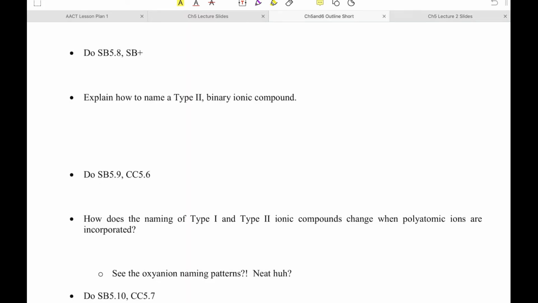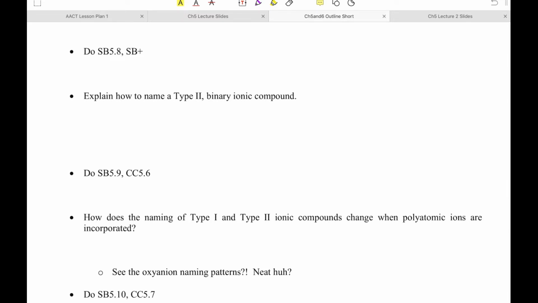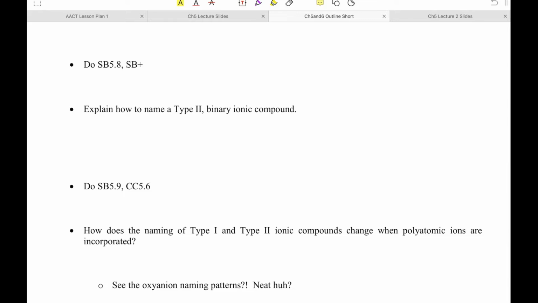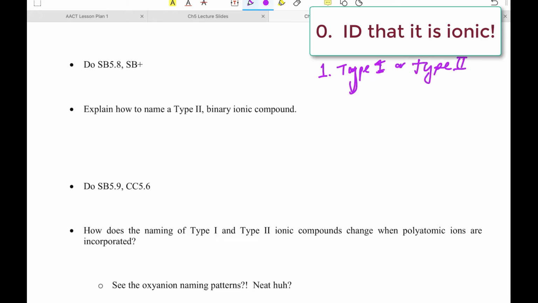So for starters, let's go ahead and summarize what we talked about previously, right? So we said that when we're doing our naming, step one is that we need to identify if it is type 1 or type 2, where type 1 is invariant charge, and type 2 is variable charge.